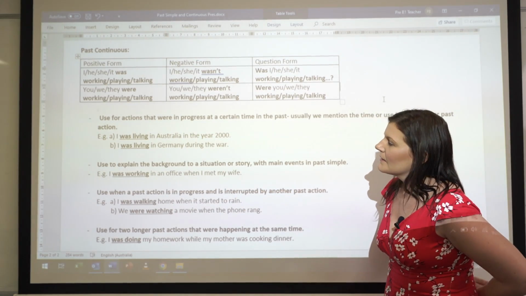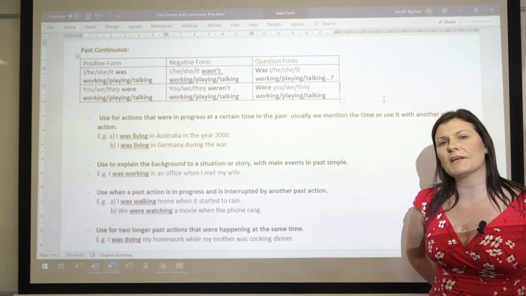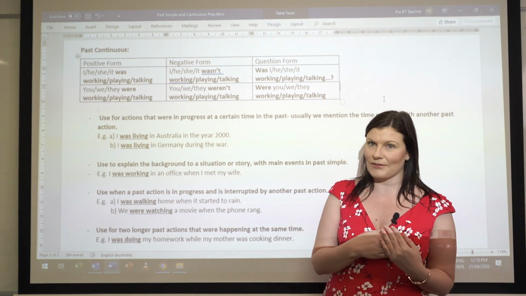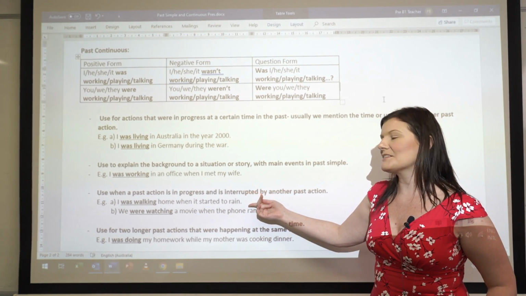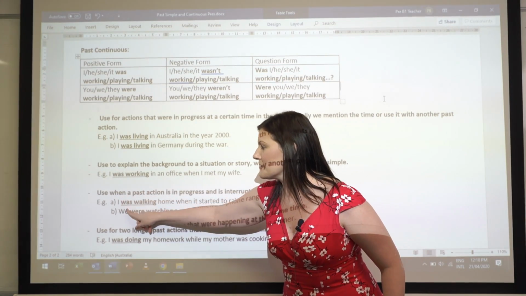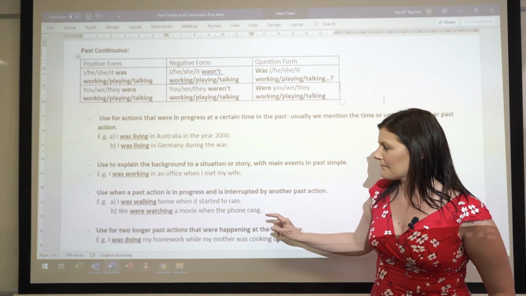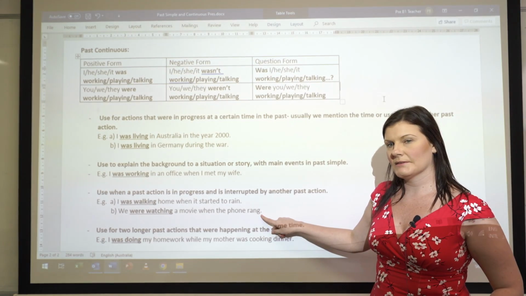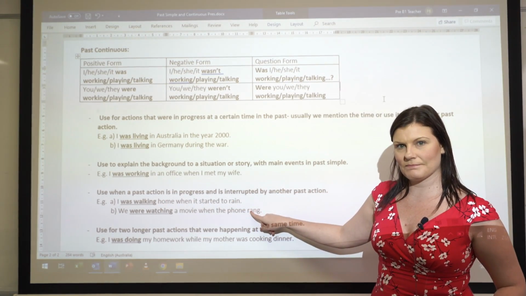Now, a more complicated way that we use past continuous is when we have two actions, and one action actually interrupts the other. In this example, I was walking home when it started to rain. That means that this action started first in the past and it was interrupted by this action. We were watching a movie when the phone rang. This action started first and it was interrupted by this action.